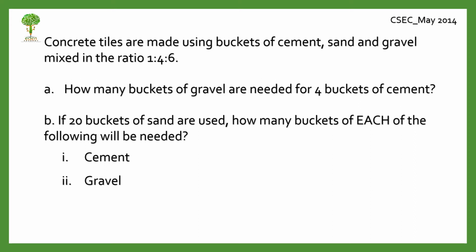So we can identify each portion just indicated. So cement is 1. For every one part or one portion of cement, there are 4 portions of sand and 6 portions of gravel. So we can use that idea to calculate the other two parts of the question. Part A says how many buckets of gravel are needed for 4 buckets of cement.